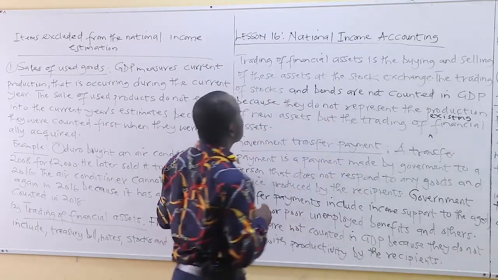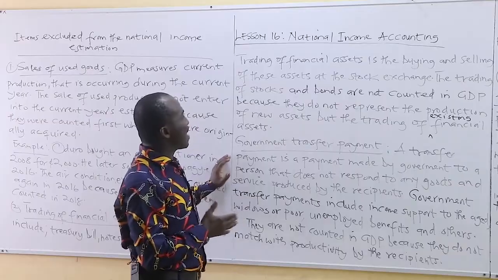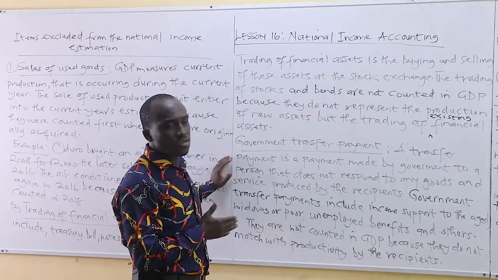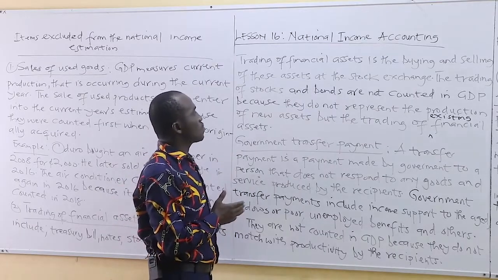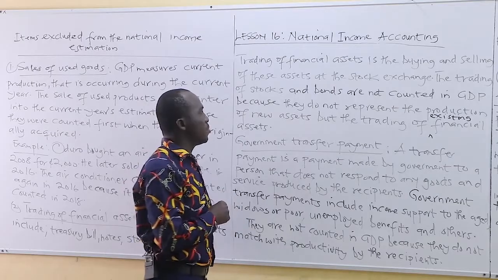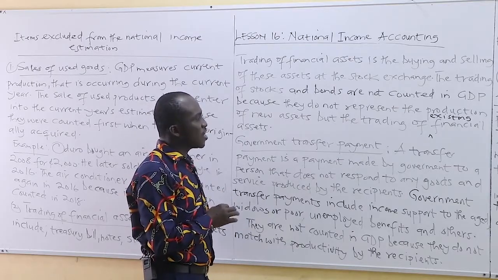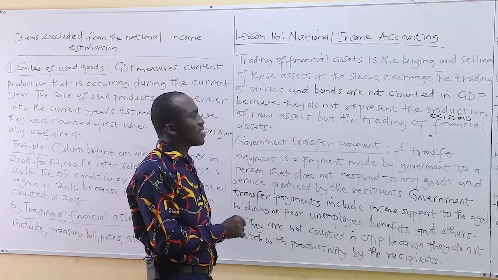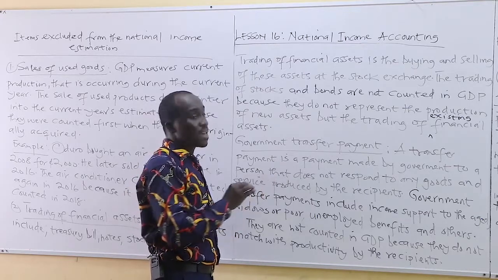So trading of financial assets is the buying and selling of these assets at the stock exchange. The trading of stocks and bonds is not counted in the GDP because it does not represent production of new assets, but the trading of existing financial assets.